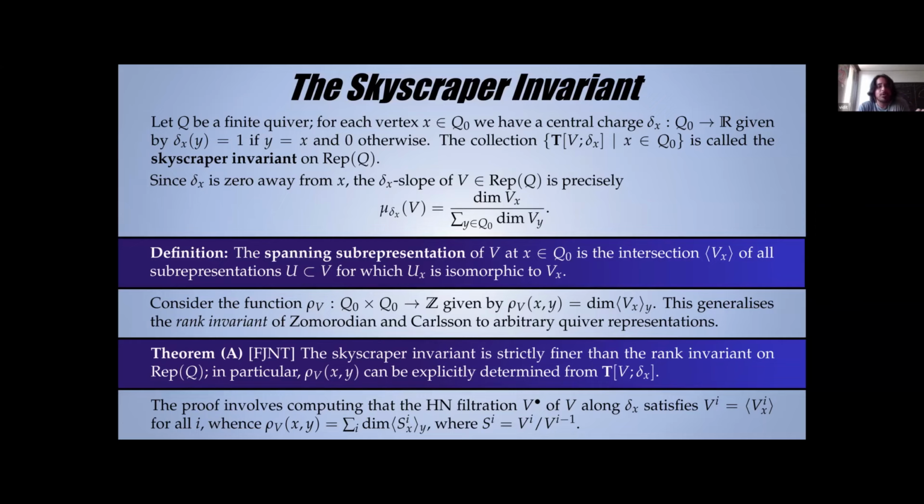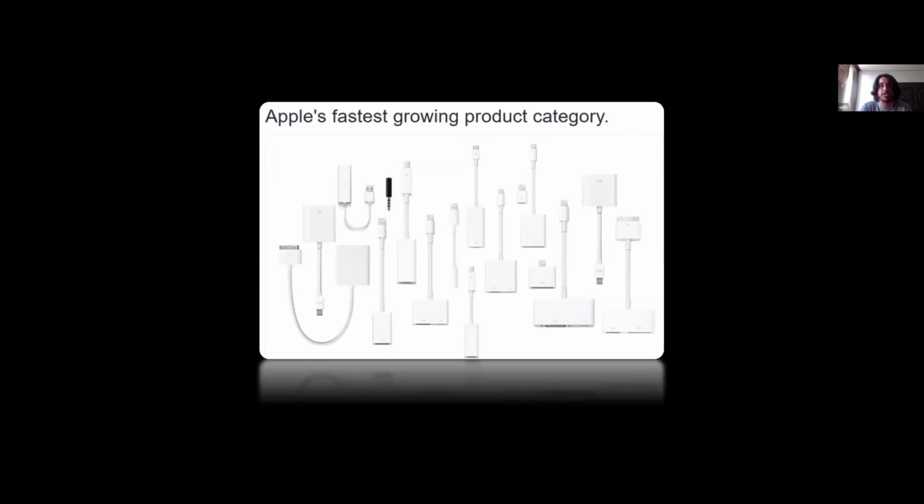Now, I know what you're thinking. Here's a crazy looking person using crazy looking tools to come up with another invariant for multi-parameter persistence modules. I know how this feels. I don't use a Mac because of this picture. I feel like their fastest growing product category is dongles. There's never any ports in the damn things.